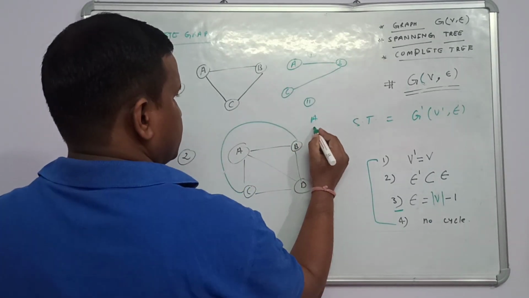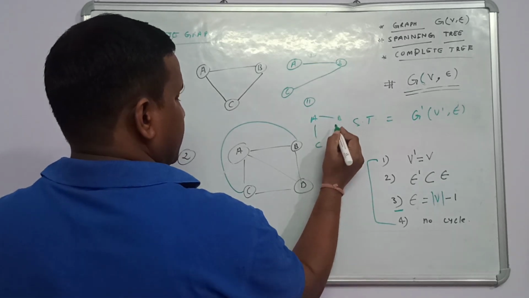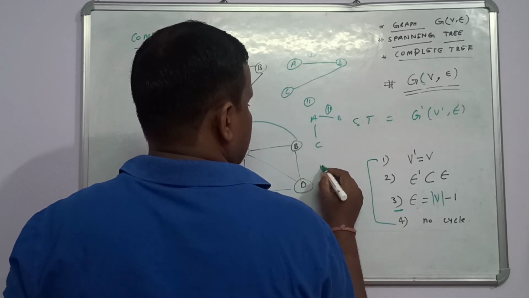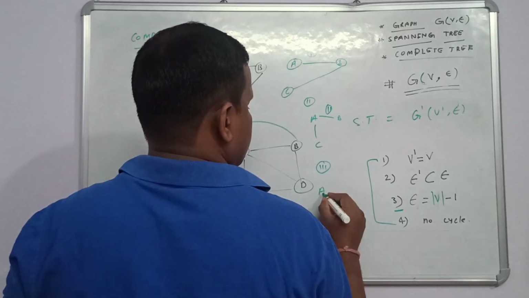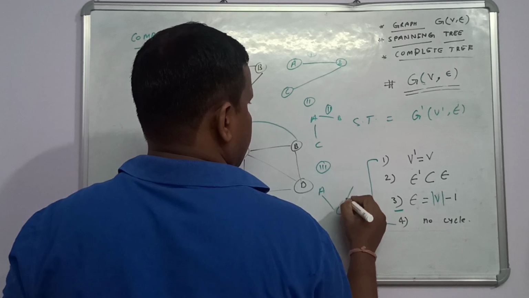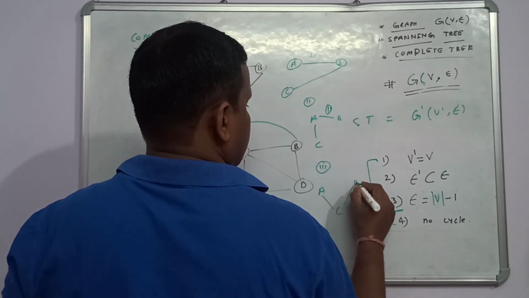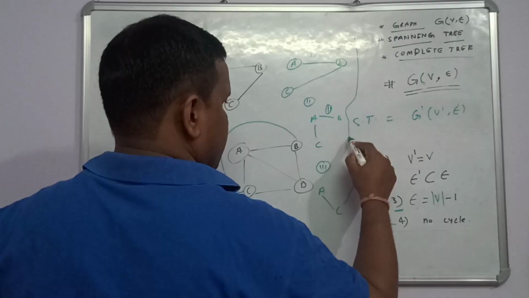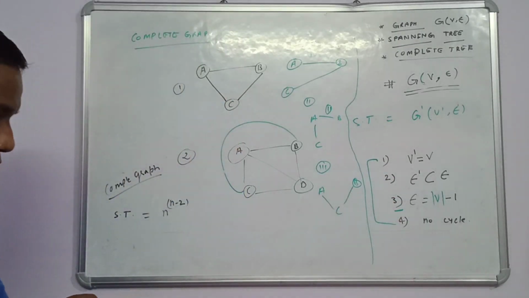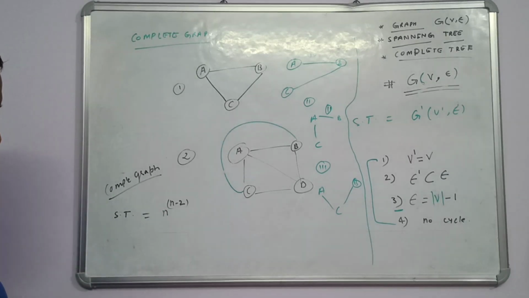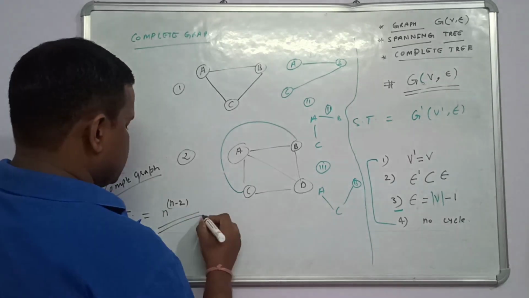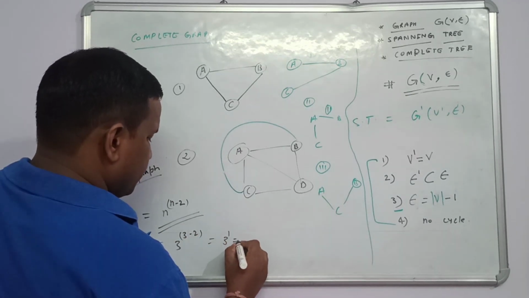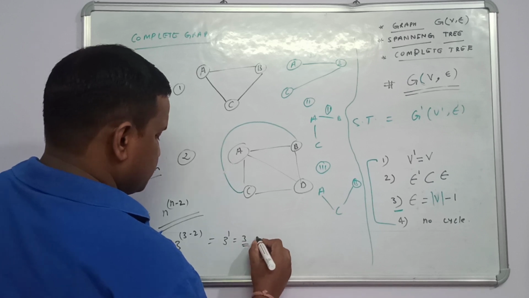Second is A to C and B. Okay, another option, third, is A to C and C to B. This is the third option. So how many spanning trees have we created? 3. Okay, let's see if this formula holds good for 3 vertices. So 3 to the power 3 minus 2, that is 3 to the power 1, that will be the number of spanning trees in a complete graph.